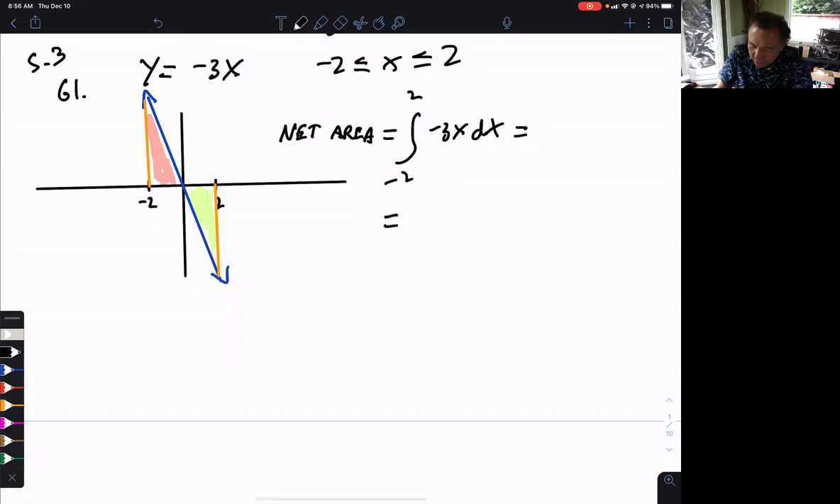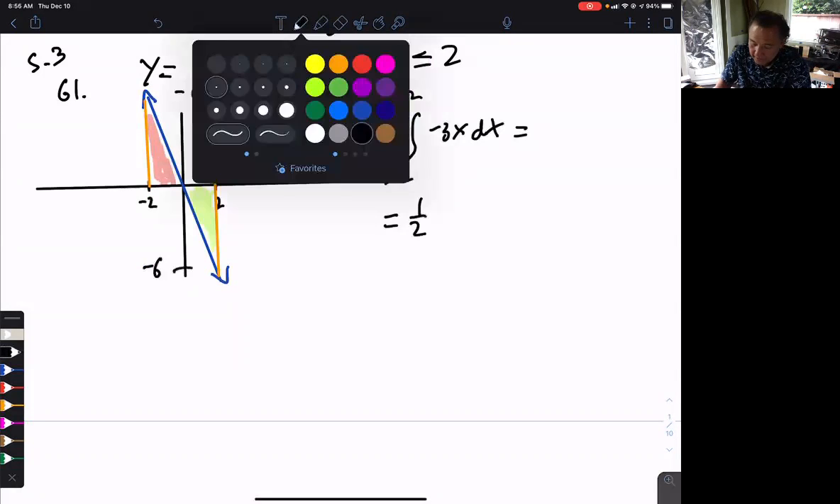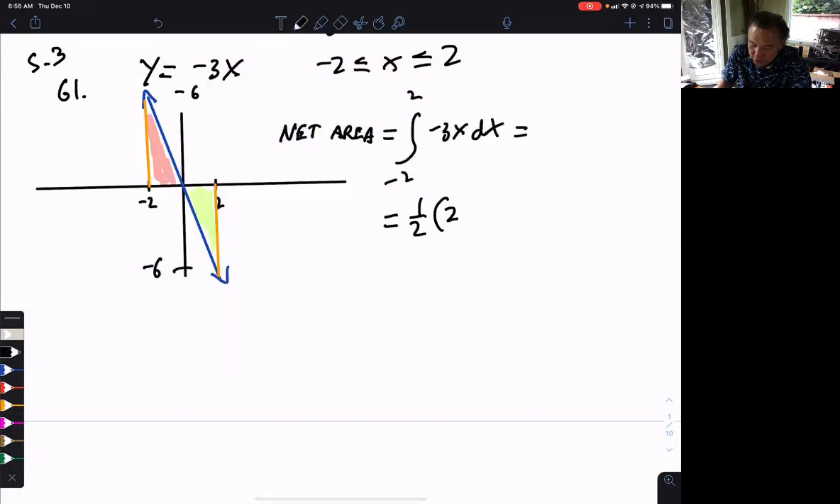The area of a triangle is 1/2 base. This is 2, and then negative 2 times negative 3 is 6. So this point there is going to be 6, and this is going to be negative 6. So 1/2, the base of this triangle is 2, the height of the triangle is 6. And since this is below, what's going to happen is 1/2, the base is 2 also because this is too wide. The height here is going to be negative 6.